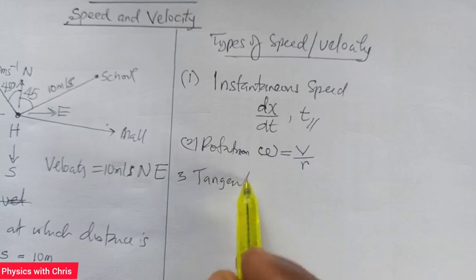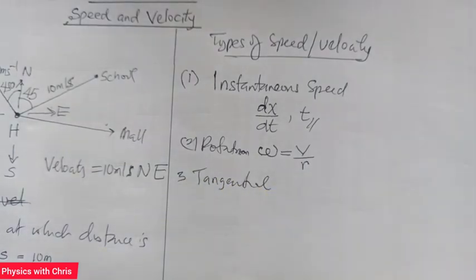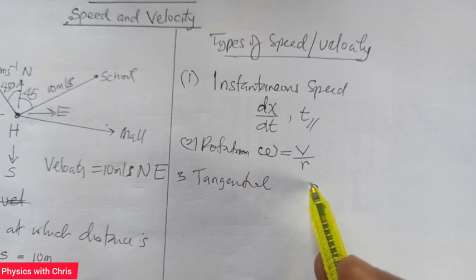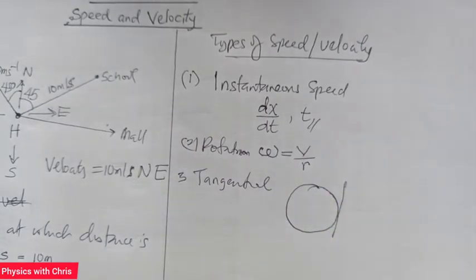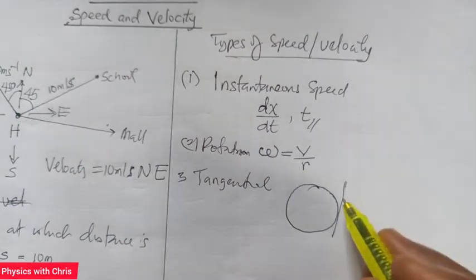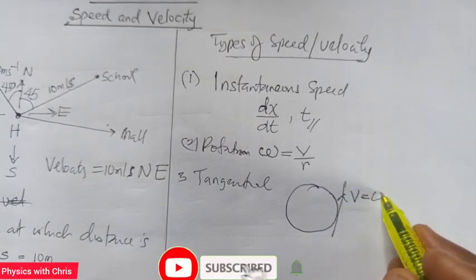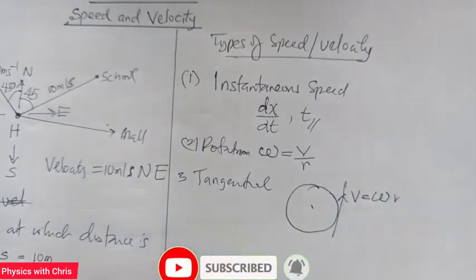Tangential speed, that is the linear speed of a body that is moving in a circular track. The linear speed of a body moving on a circular track is called the tangential speed. It is given by V equals rotational speed times radius of the circular track.